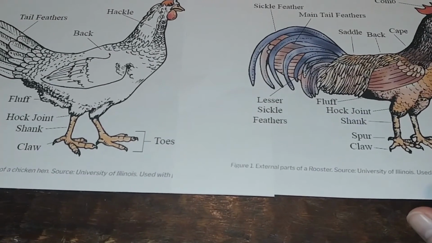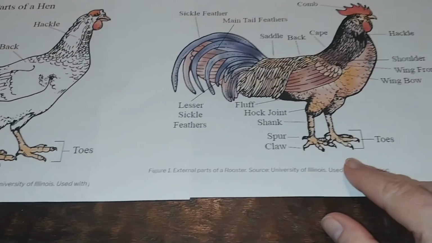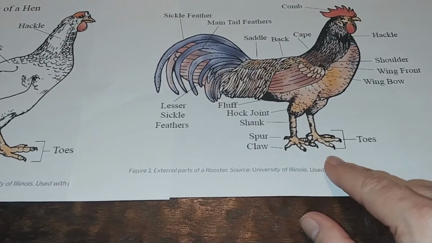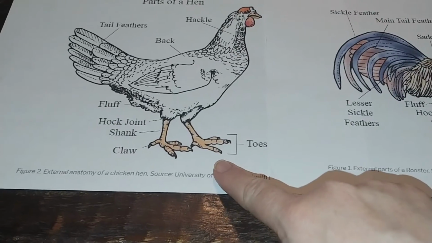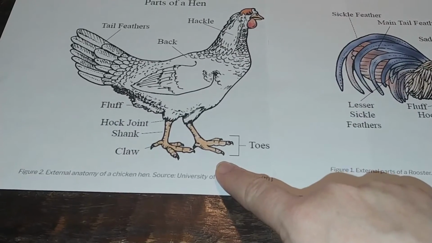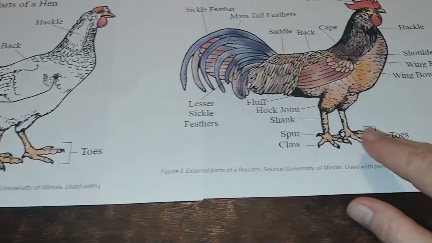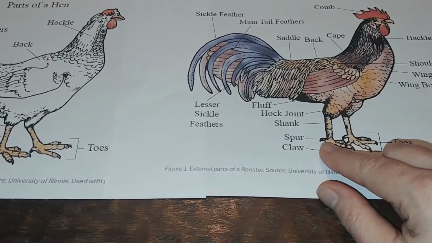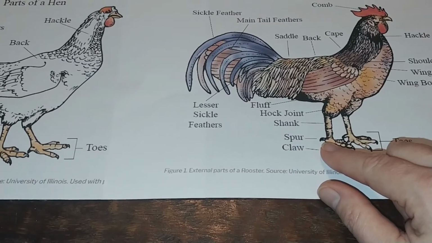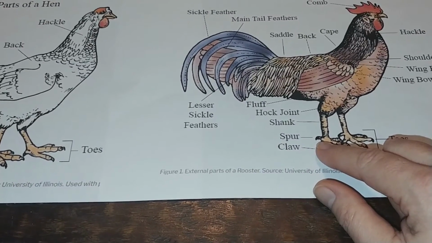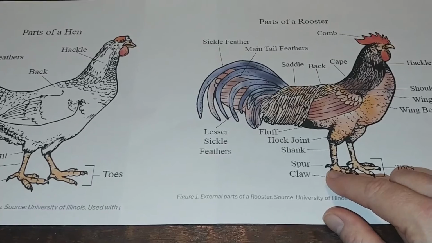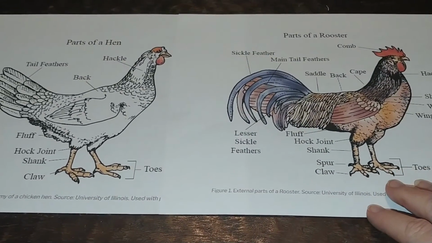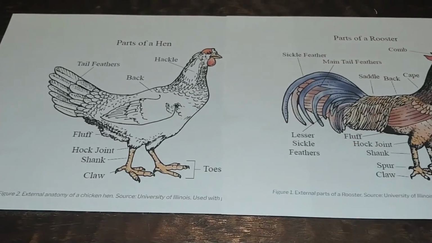One more difference I'd like to point out is in their feet. So if you notice, they both have 4 toes. There's the male, there's the female. But the rooster also has this little thing on the back, which we call a spur. And that is another thing that they use for defense. They use that to protect themselves. And so that is another difference between the rooster and the hen.